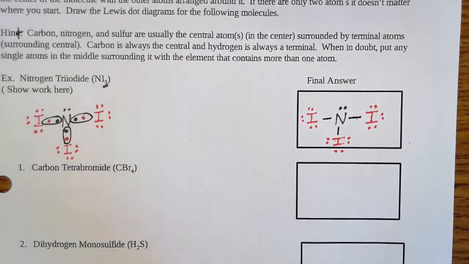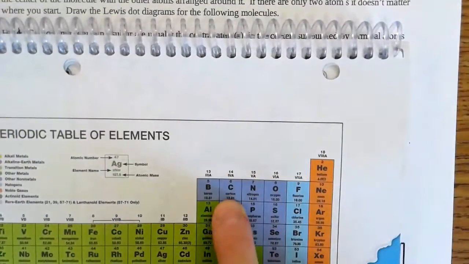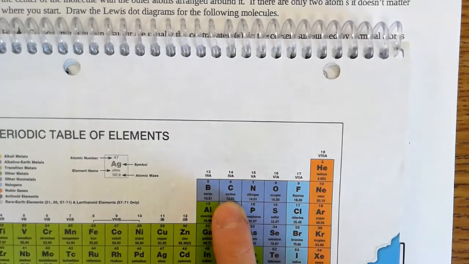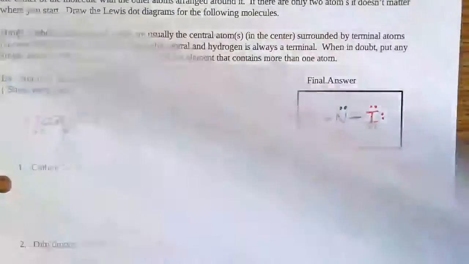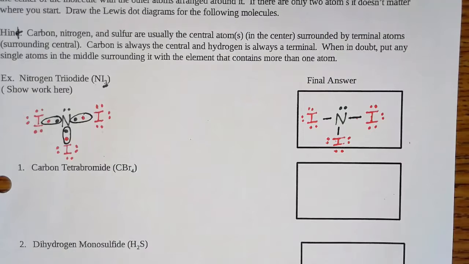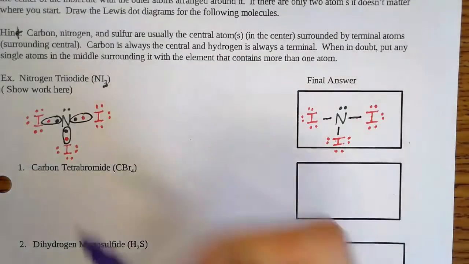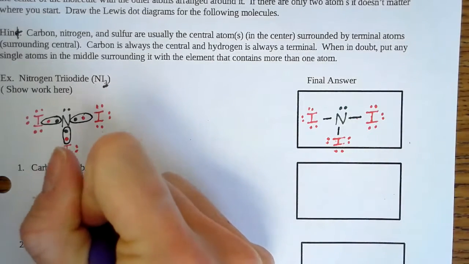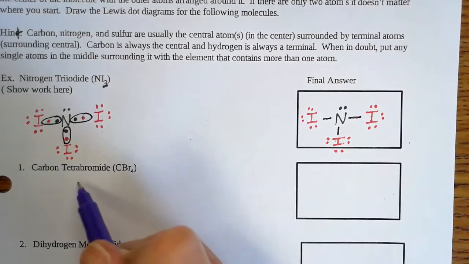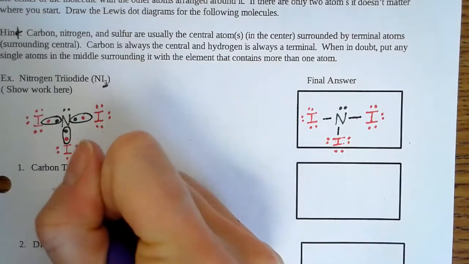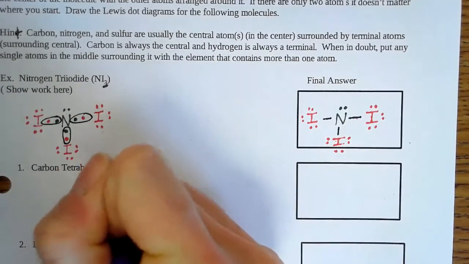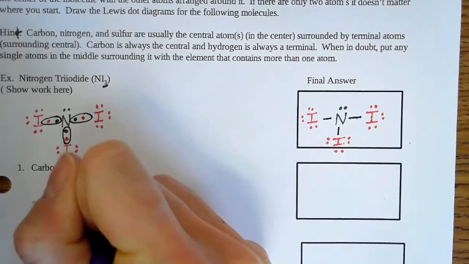Carbon tetrabromide. I'm going to look to see where carbon is on the periodic table. Carbon is in group 4A, so it's going to have 4 valence electrons. I'm going to switch out colors here. So I'm going to have carbon with 4 valence electrons.